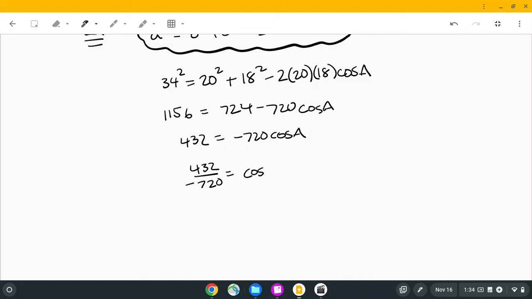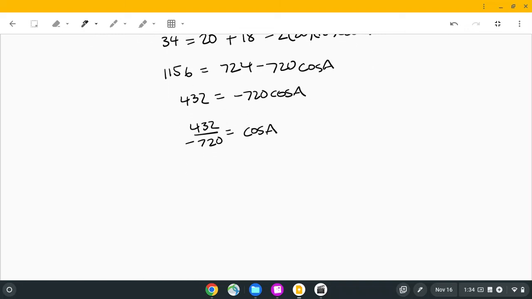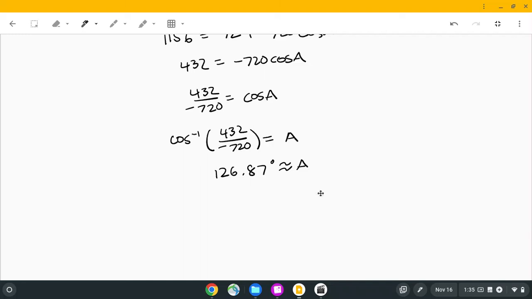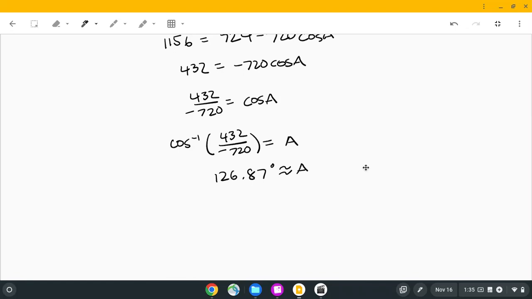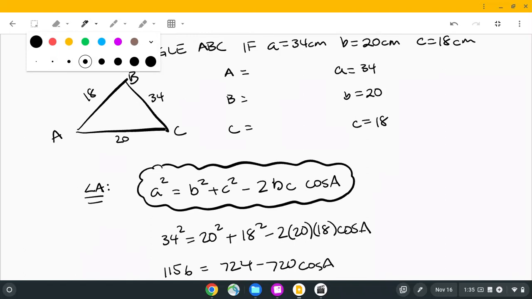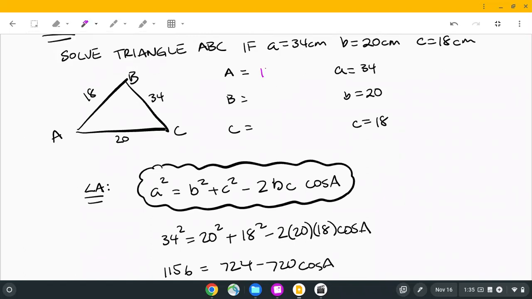And you get cosine A. So here we have to take the inverse. So if we do cosine inverse of 432 over negative 720, that will give us A. And so A is equal to 126.87 degrees, roughly. If we take this to nearest degree, this would be 127 degrees. Okay, so let's go ahead and write that here for A. So A is 127 degrees.